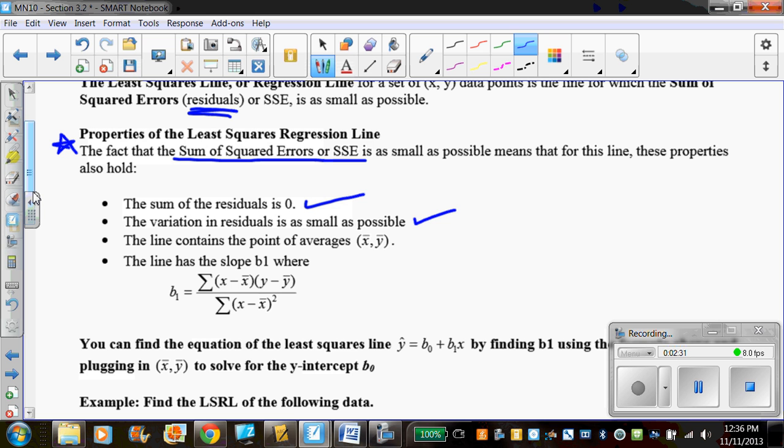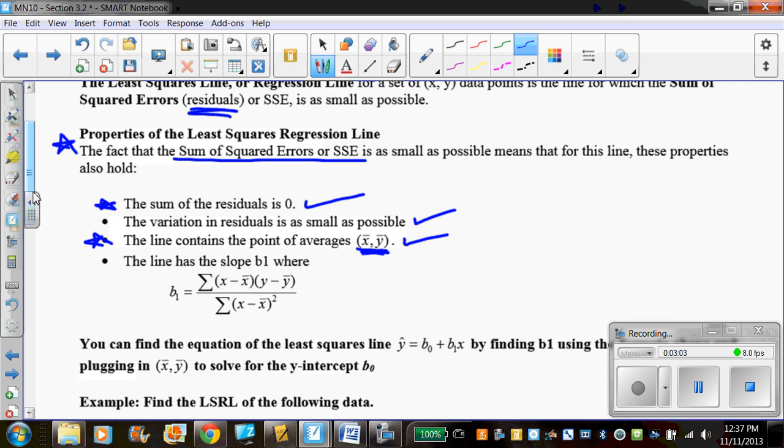Of course, that's what I kind of talked about at the top there. This third one is also extremely important. So I will put stars by the key points. The sum of the residuals has to equal 0. The line contains the point of averages, which means that this point, x bar, y bar, is on your regression line. No matter what, it is a point that the line goes through. And you'll see very, very quickly why that's so important.